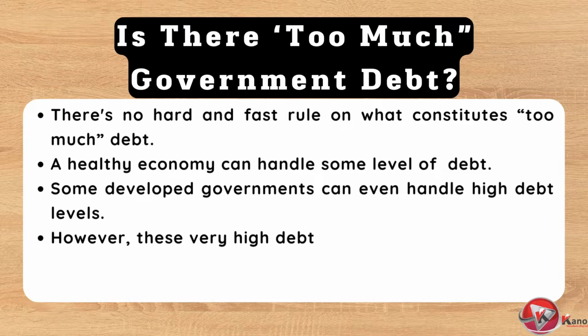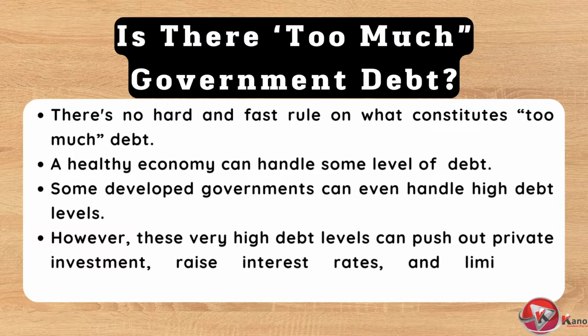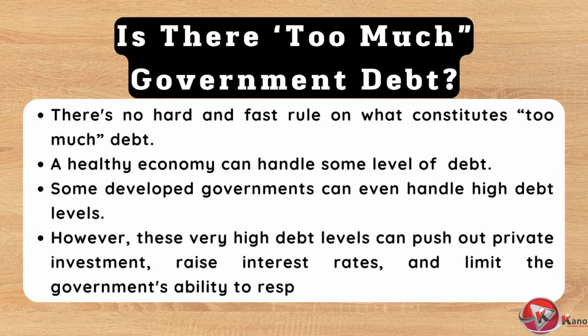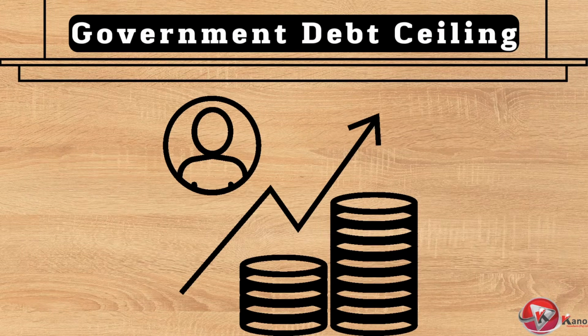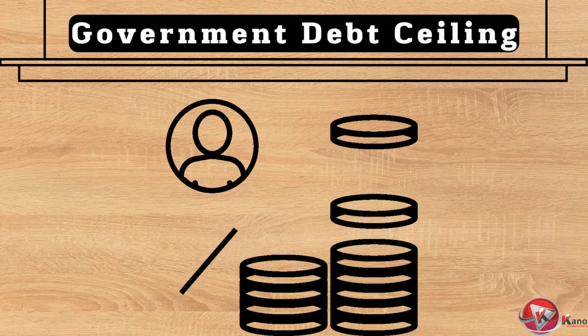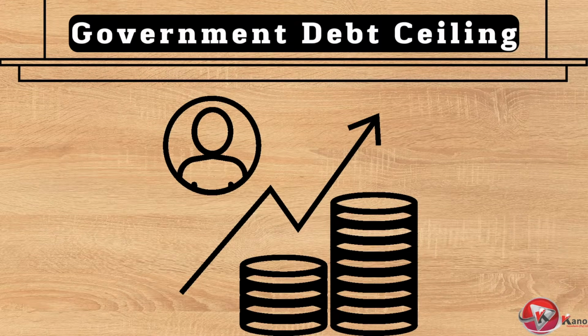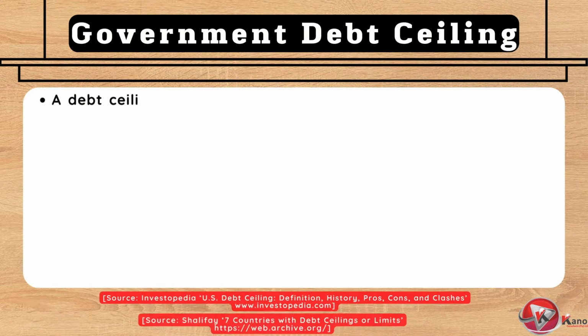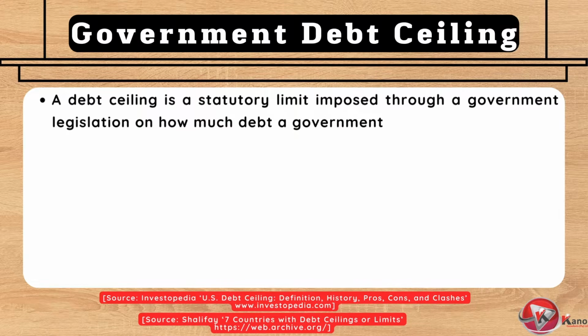However, these very high debt levels can push out private investment, raise interest rates, and limit the government's ability to respond to future crises. So, in order to ensure that a country does not incur too much debt, several countries have debt limitation laws in place. This is known as a debt ceiling, or a debt limit, or a borrowing limit. A debt ceiling is a statutory limit imposed through government legislation on how much debt a government can incur.